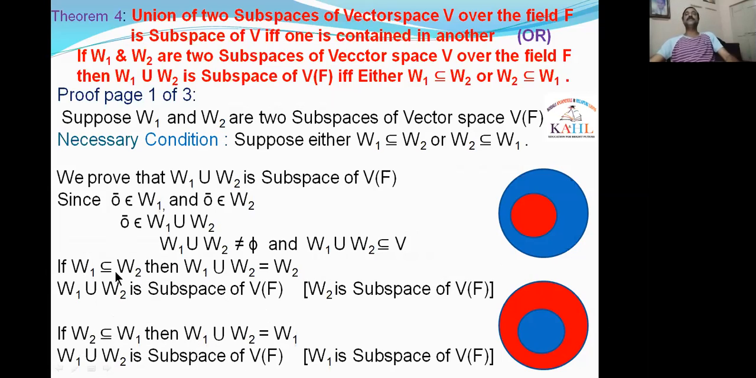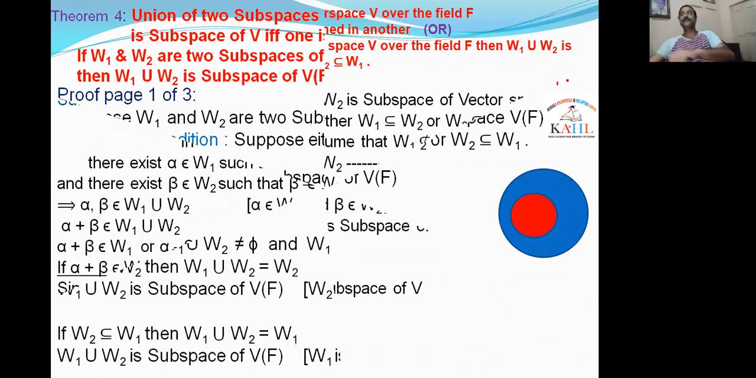In the first case, W1 is contained in W2, we prove that W1 union W2 is a subspace of V. In the second case, if W2 is contained in W1, we prove W1 union W2 is a subspace of V. In both cases, we proved that W1 union W2 is a subspace of V. That means the necessary condition is over. Then we go to the sufficient condition.